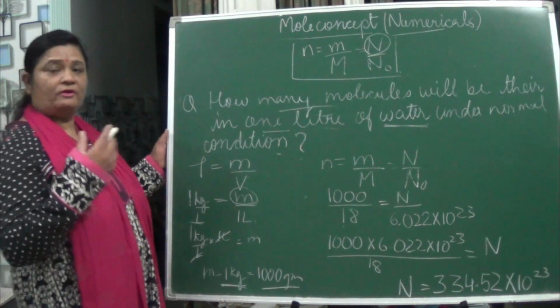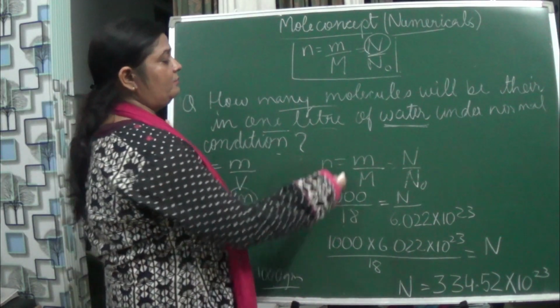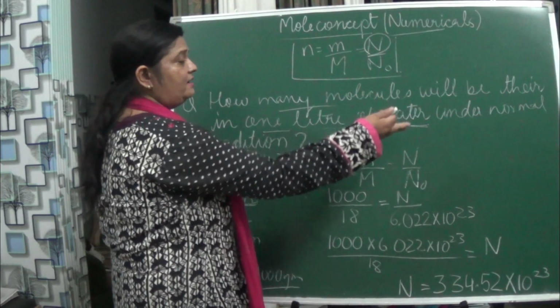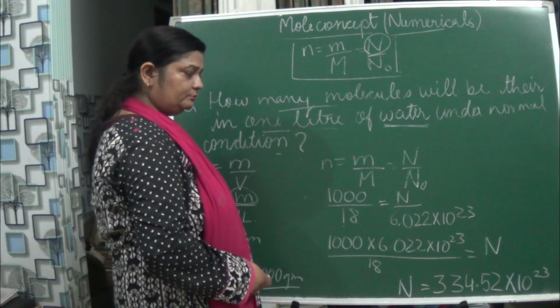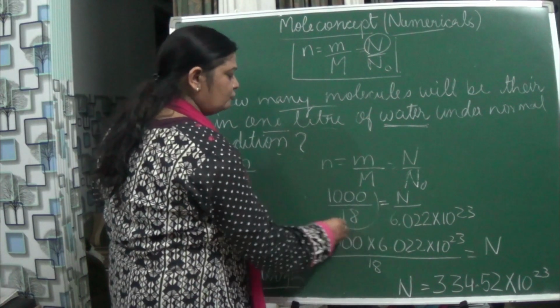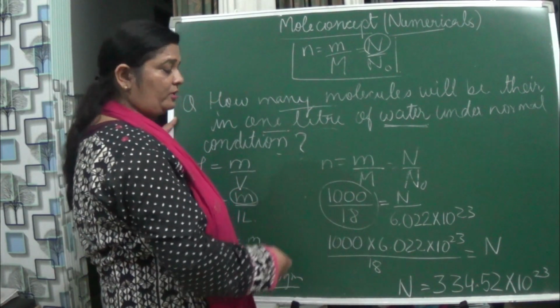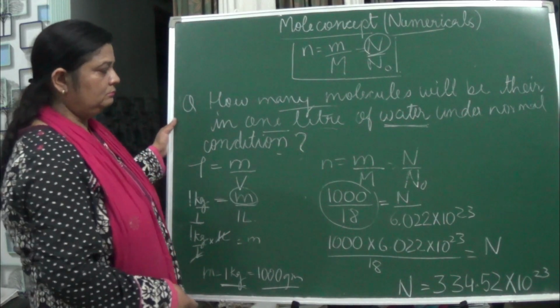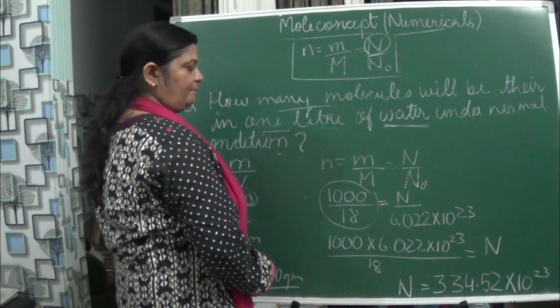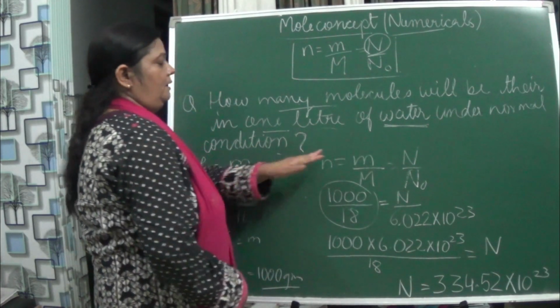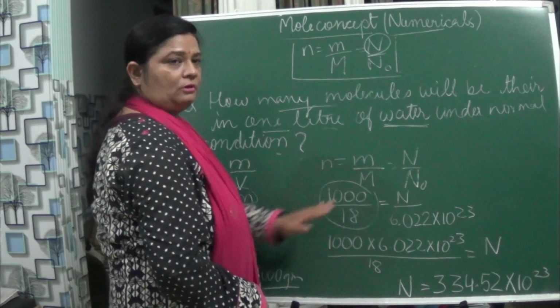Number of moles is equal to what? Given mass upon molar mass, and that is equal to number of particles upon the Avogadro number. Take out the number of moles first. This has been done directly. You can do it stepwise also. Number of moles, how can you take out? It is given mass upon the molar mass.